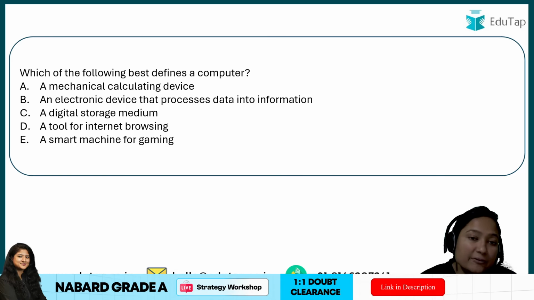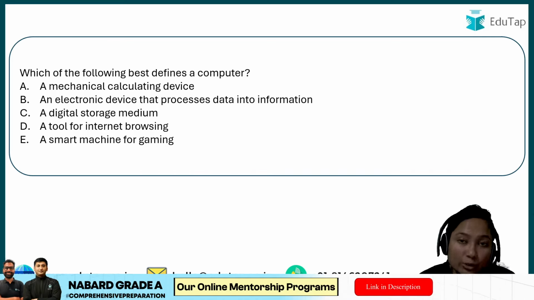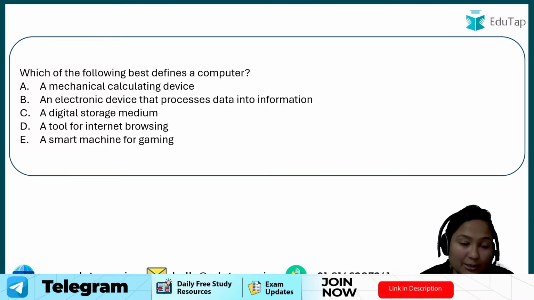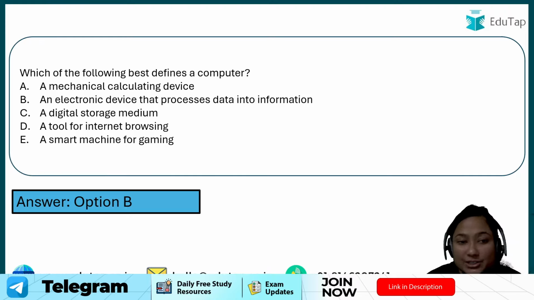If you guys are confused, let me tell you, a calculator doesn't make a whole computer. For a computer, we need the ability to convert data into information, that means to do processing. That is why option B will be the correct answer.